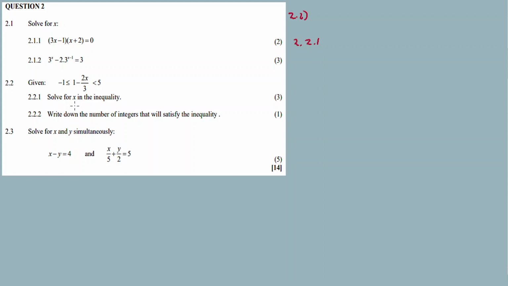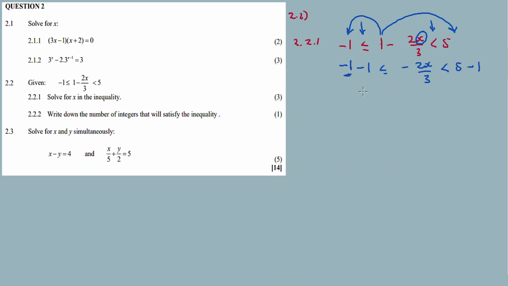Solve for x in the inequality: minus 1 less than or equal to 1 minus 2x over 3 less than 5. So lana it's an interval notation, get it? It's in an interval, a range between minus 1 and 5. So in such an inequality, the first thing we yenzayo, the idea is to isolate x or make x the subject. So the first thing is we transpose 1 to the other side: minus 1 minus 1, less than or equal to minus 2x over 3 less than 5 minus 1.